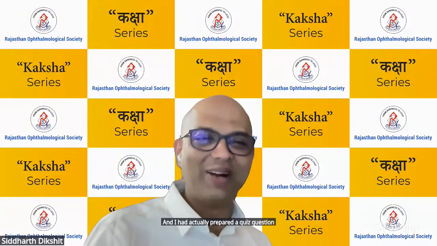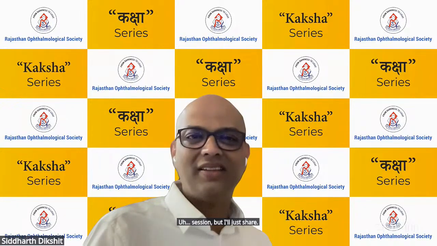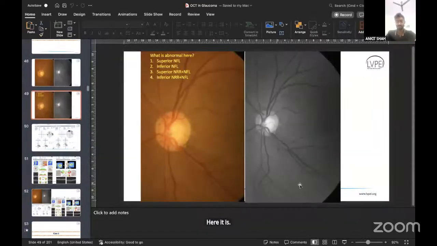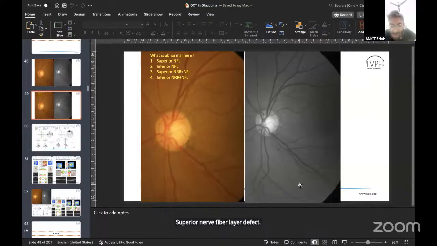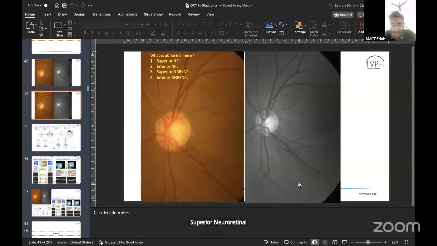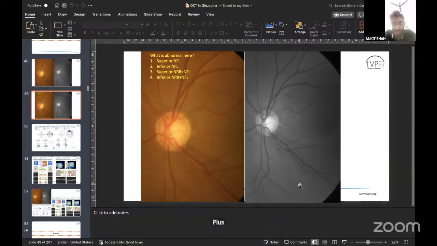I had actually prepared a quiz question which was supposed to come much later in the session, but I'll just share. Here it is. What is abnormal here? Superior nerve fiber layer defect, inferior nerve fiber layer, superior neuroretinal rim plus the nerve fiber layer, or inferior neuroretinal rim plus the nerve fiber layer.